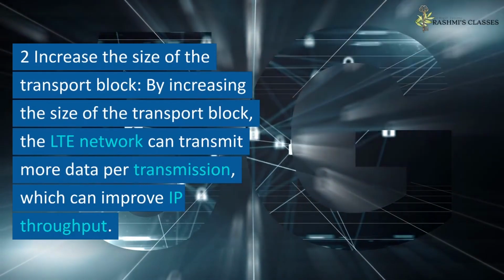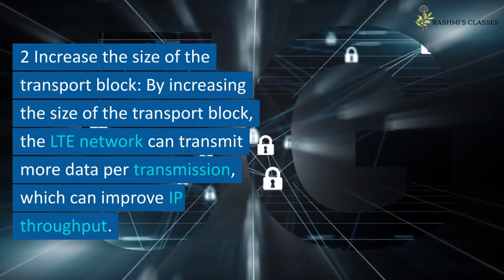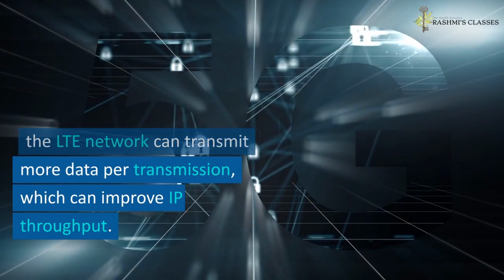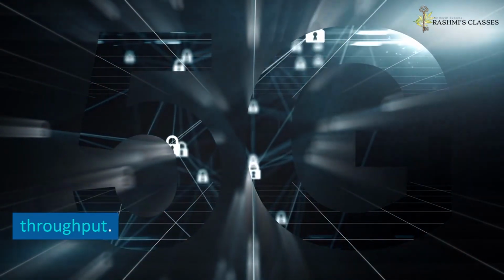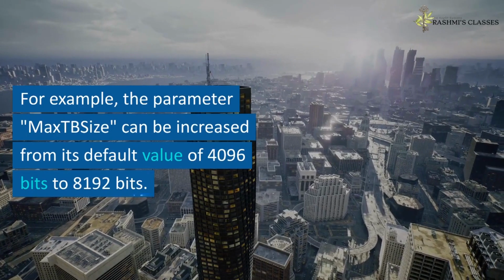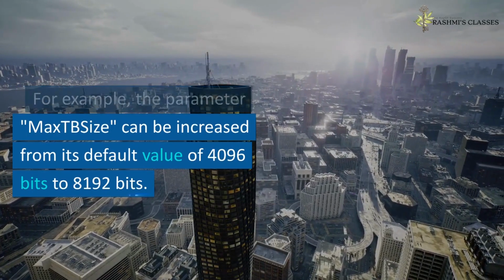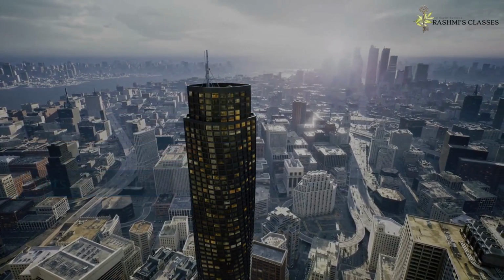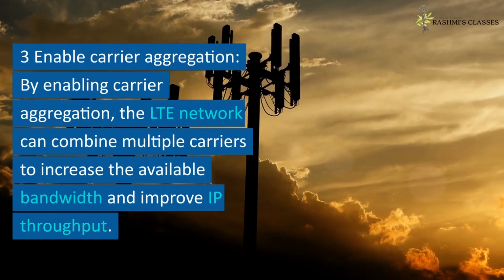2. Increase the size of the transport block. By increasing the size of the transport block, the LTE network can transmit more data per transmission, which can improve IP throughput. For example, the parameter max TB size can be increased from its default value of 4096 bits to 8192 bits.